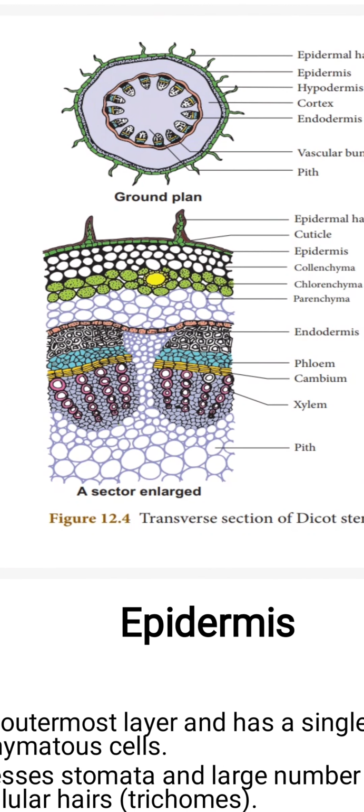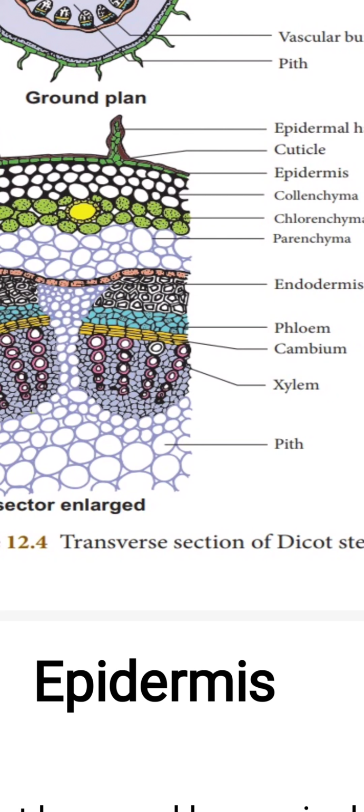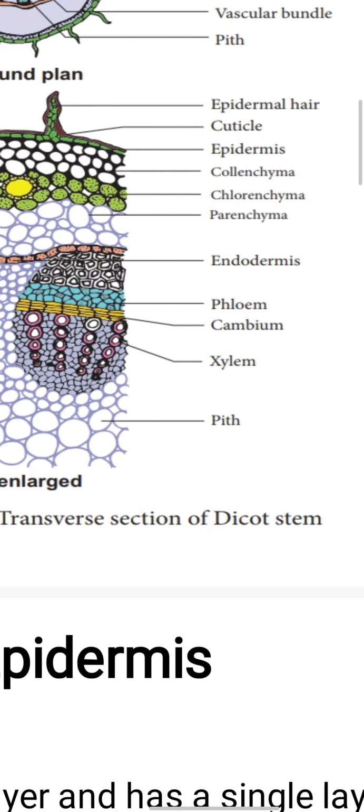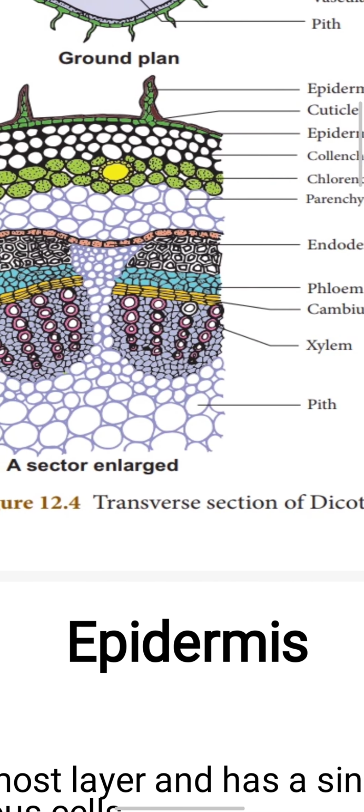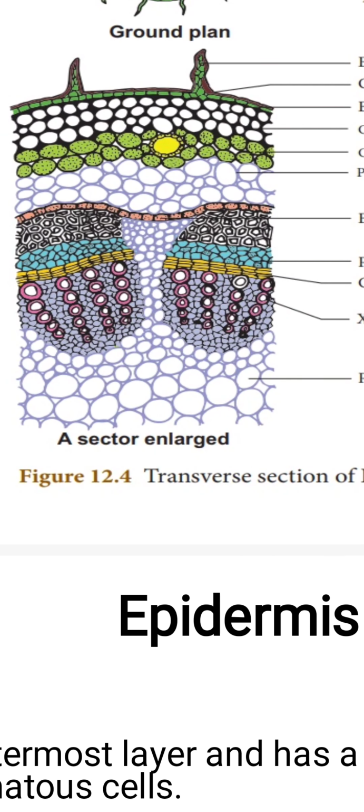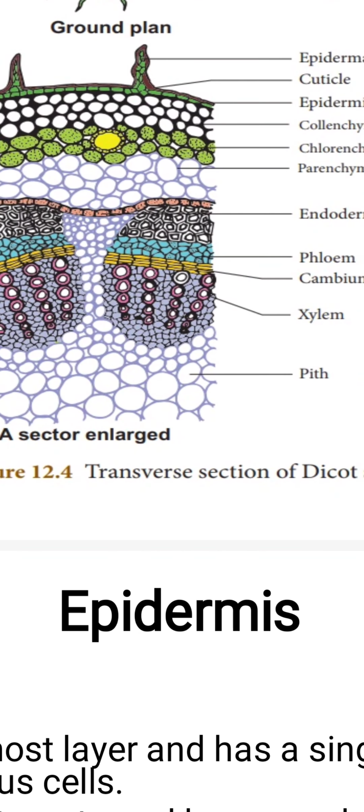Inner to that, the epidermis is present, a single layer consisting of parenchymatous cells. Again inner to the epidermis, collenchymatous tissues are present. Collenchyma has thickening on the cell wall, so we can identify the collenchymatous cells very clearly. Again inner to the collenchyma there is chlorenchyma.